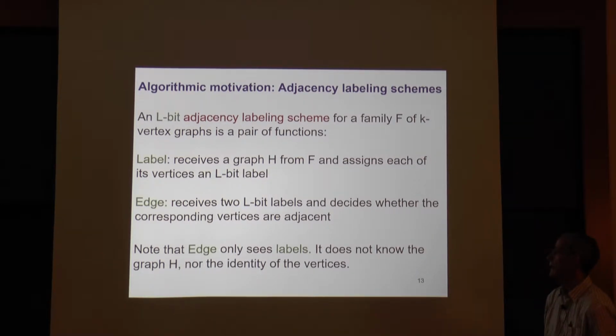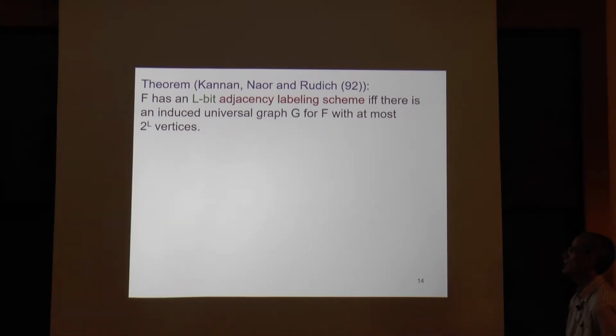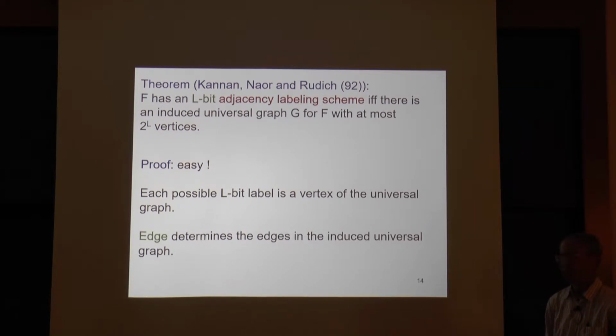And you see that this labeling scheme is a convenient way to store a graph in our computer, right? Because we just have to remember a label for each vertex. And when we want to know if two vertices are connected or not, we look at these two labels and see if they are connected. So this is obvious. And a simple but very nice motivation, by Kannan, Naor, and Rudich, is that F has an L-bit adjacency labeling scheme if and only if there is an induced universal graph G for F with at most 2 to the L vertices. As I said, this is just an observation, so let me still say the quick proof.